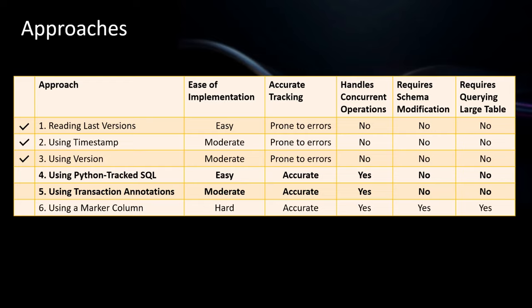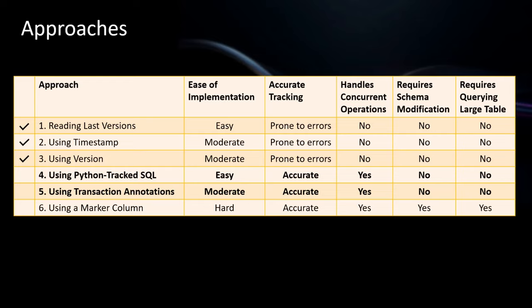Now, for example, if you're 100% sure that there won't be any concurrent operations against this data table, then the second method and third method you can simply use. No issues at all. Right. Now, fourth, fifth, sixth.